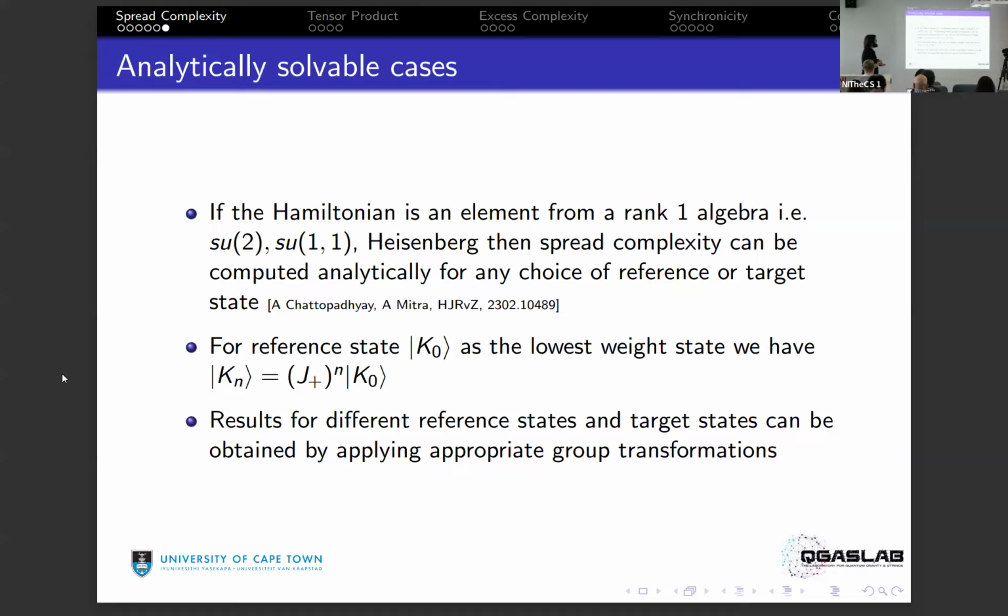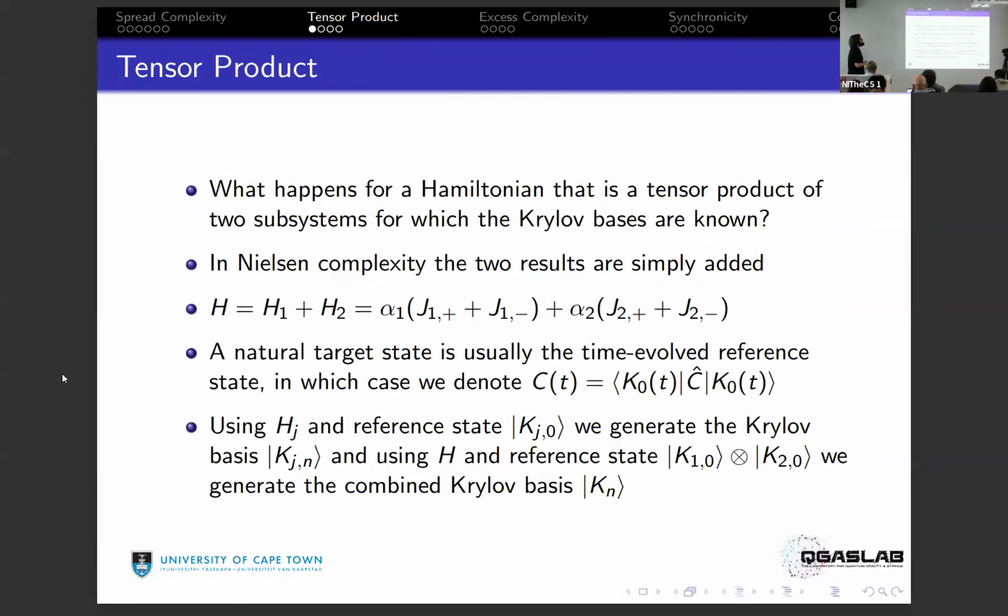And as I mentioned, you can change the reference state with some group operation. So in this way, you can obtain the results for any state. But what you'd like to do is look at the next simplest case, and you'd expect that to be tensor products. Can you make some progress in understanding what happens in tensor products of these items? So what I have in mind specifically is I have two subsystems, H1 and H2, and I'm going to assume that I know how to build the Krylov basis for both of these. And now I'm going to consider the combined Hamiltonian and consider what happens with the Krylov basis and the spread.